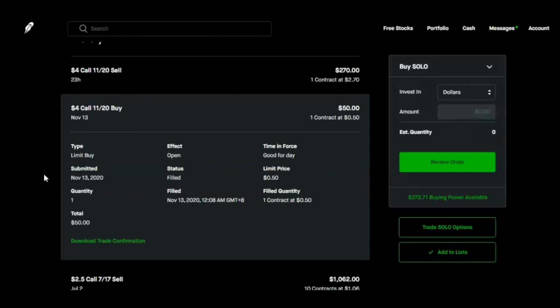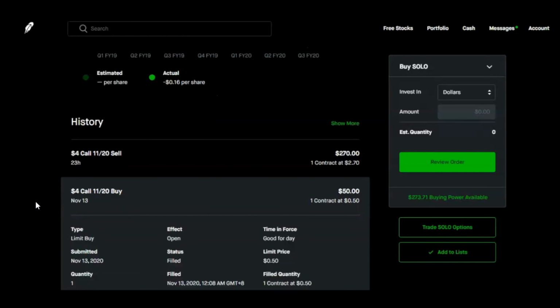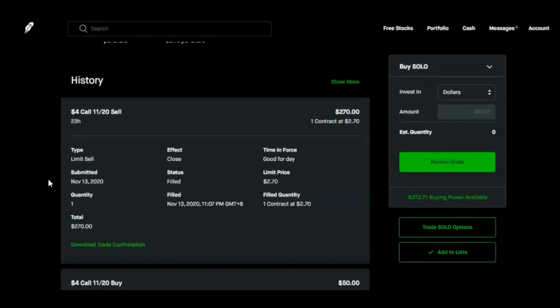Instead of buying the stock at whatever it was trading at the market price, I believe the stock was closer to $5 when I made this trade, I just put up $50 to control 100 shares. Now, I already own a long position in Solo in my Fidelity account, but I wanted to make some quick money on the options as well. So I bought it, right? Then I simply held it overnight, and I was able to sell that option for a profit of around $220. I'll show you guys exactly what I did, the strategy I used on this chain.